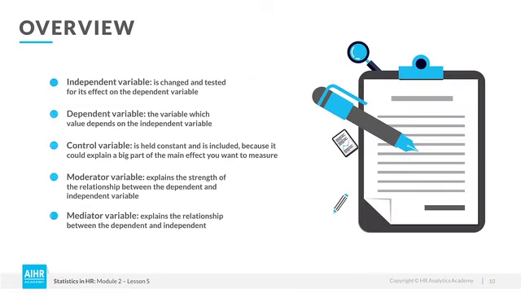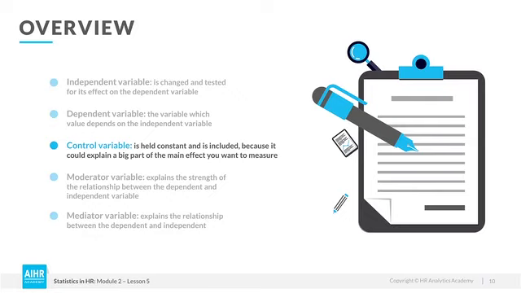So to wrap up, the independent variable is changed and tested for its effect on the dependent variable. The independent variable is your input. Your dependent variable is your output, the variable which is being predicted by changes in the independent variable. Your control variable is the variable that you control for. They are relevant variables that you have knowledge of and you want to include them in your analysis to make sure that they do not affect the relationship between the independent and dependent variables.